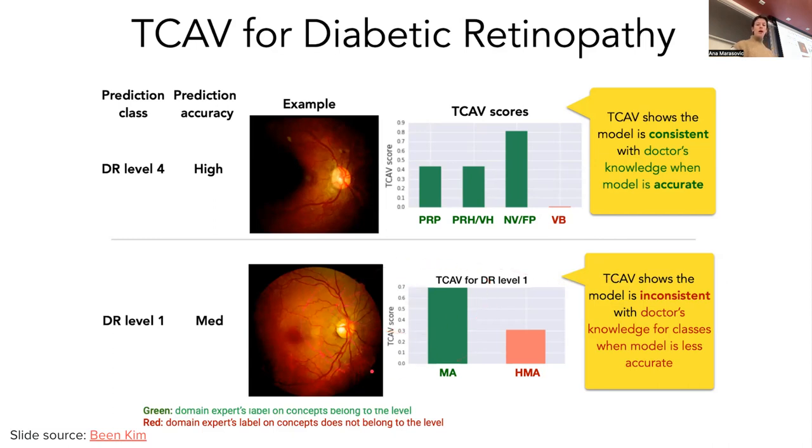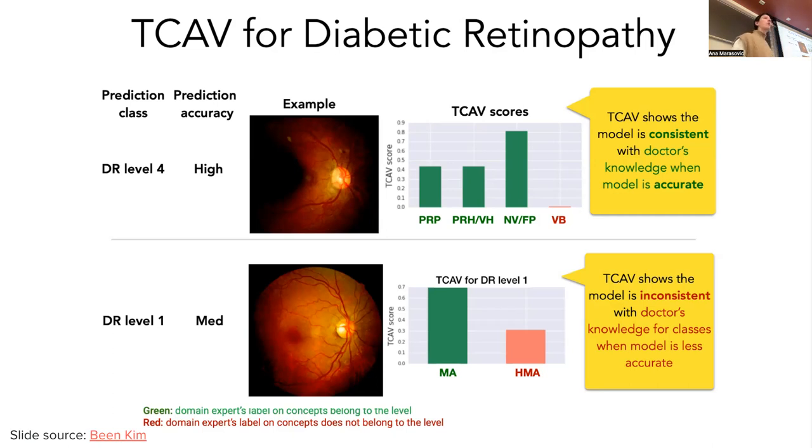In this example here, this shows when the TCAV is inconsistent with doctor knowledge, where now we get that this HMA concept is important for level 1 of DR when it's not. It's important, I think, for level 2 of DR. So the model is confused by these two levels. And had we made a wrong prediction here, that's kind of intuitive to us, in the sense that it used the wrong concept, the one that's related with its wrongly predicted class.